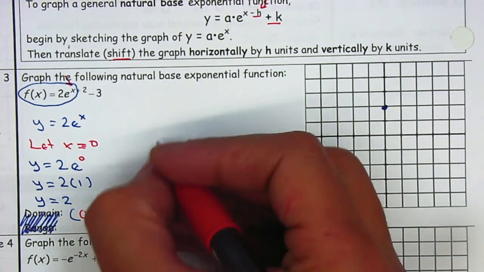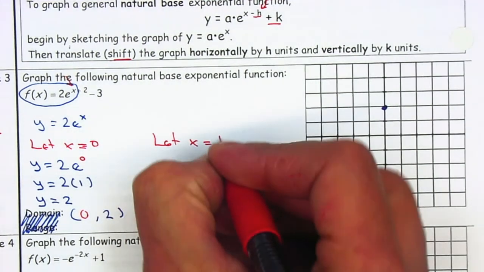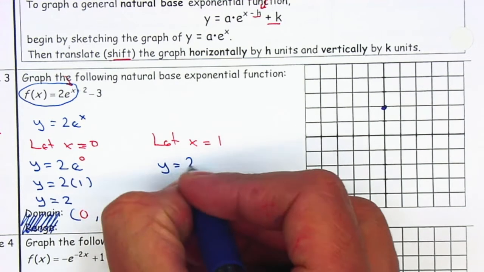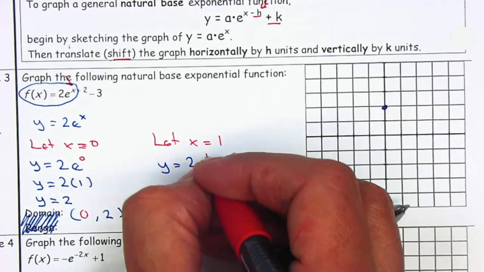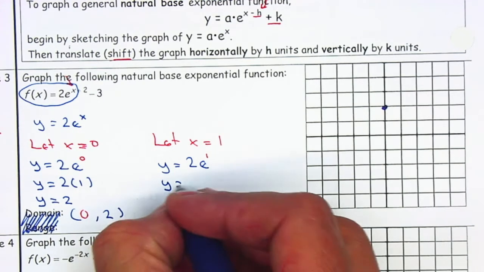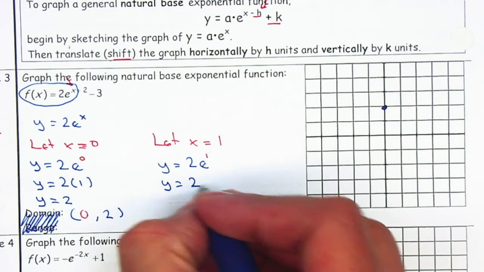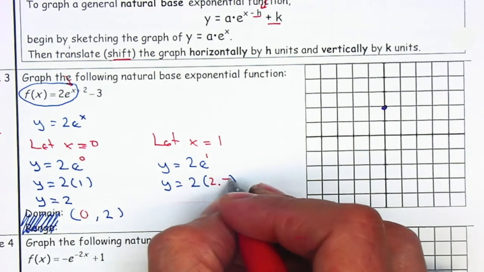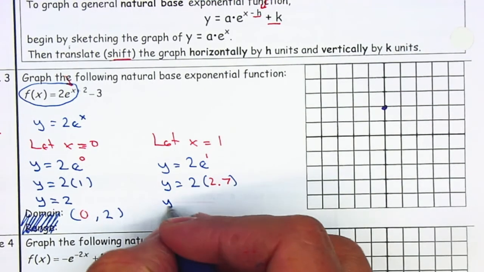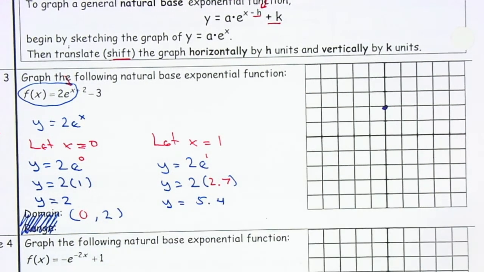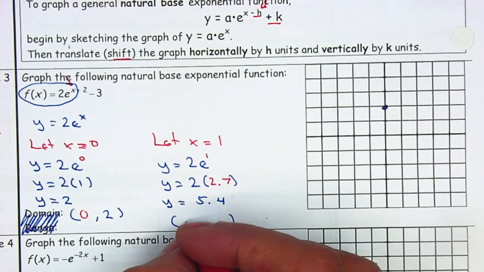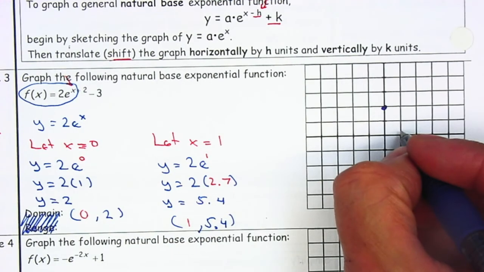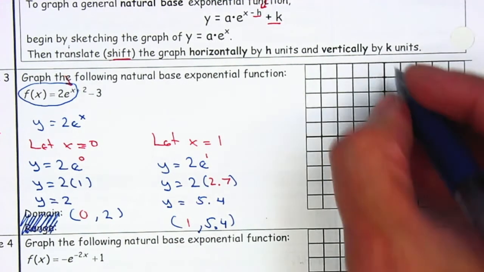For the second point, we're going to let x is equal to 1, and we're going to plug in a 1 into the basic part of the graph. Y is equal to 2e, but instead of the x will be a 1. Y is equal to 2 times e to the 1, which is just e, which is 2.7. 2 times 2.7 will be 5.4. Therefore, if the value of x is 1, the corresponding y value is 5.4. So 1 and then 5.4.